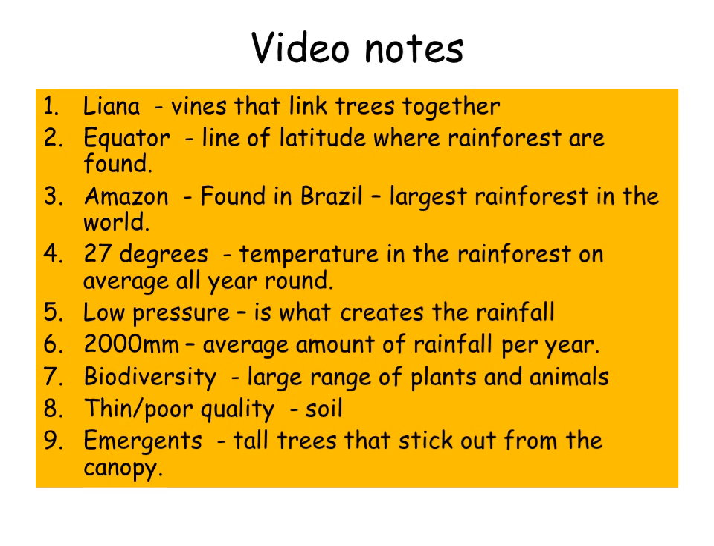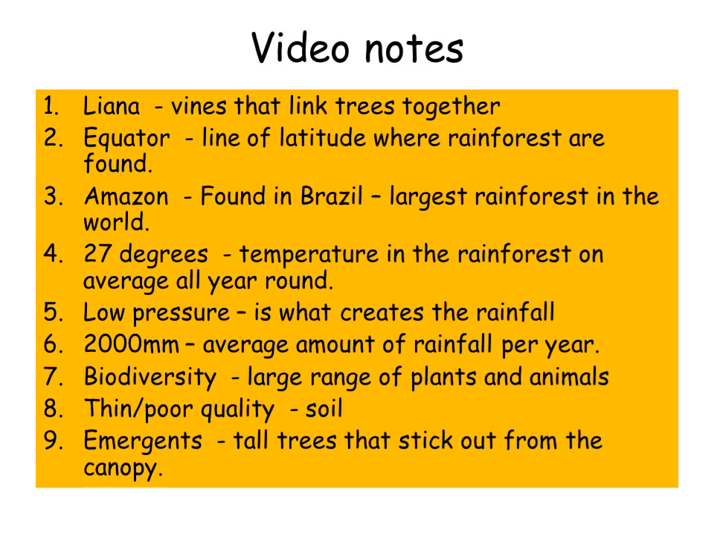The equator is our line of latitude where rainforests are found. The Amazon is found in Brazil. Just a recap of that. It's the largest rainforest in the world. 27 degrees Celsius is the temperature in the rainforest on average all year round. Low pressure, and this is what creates the rainfall within the ecosystem of a rainforest. 2,000 millimetres is the average amount of rainfall per year.